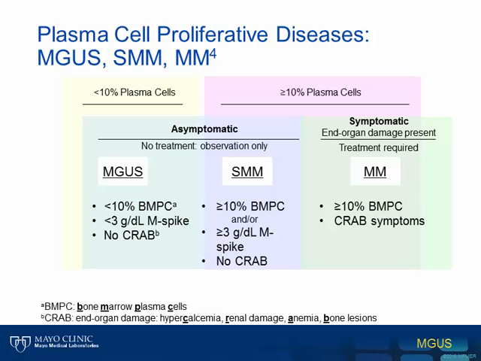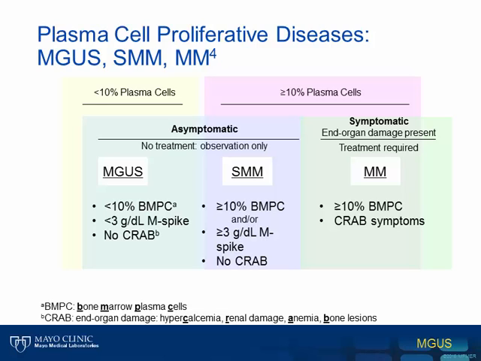Smoldering myeloma differs from MGUS in that there are more than 10% bone marrow plasma cells, or an M spike greater than 3 grams per deciliter. Again, there are no CRAB symptoms. Patients with MGUS and smoldering myeloma are asymptomatic. MGUS patients are observed and followed up every 6 to 12 months and do not require treatment. Patients with smoldering multiple myeloma are also traditionally not treated. However, that concept has recently changed and will be discussed later in this presentation.